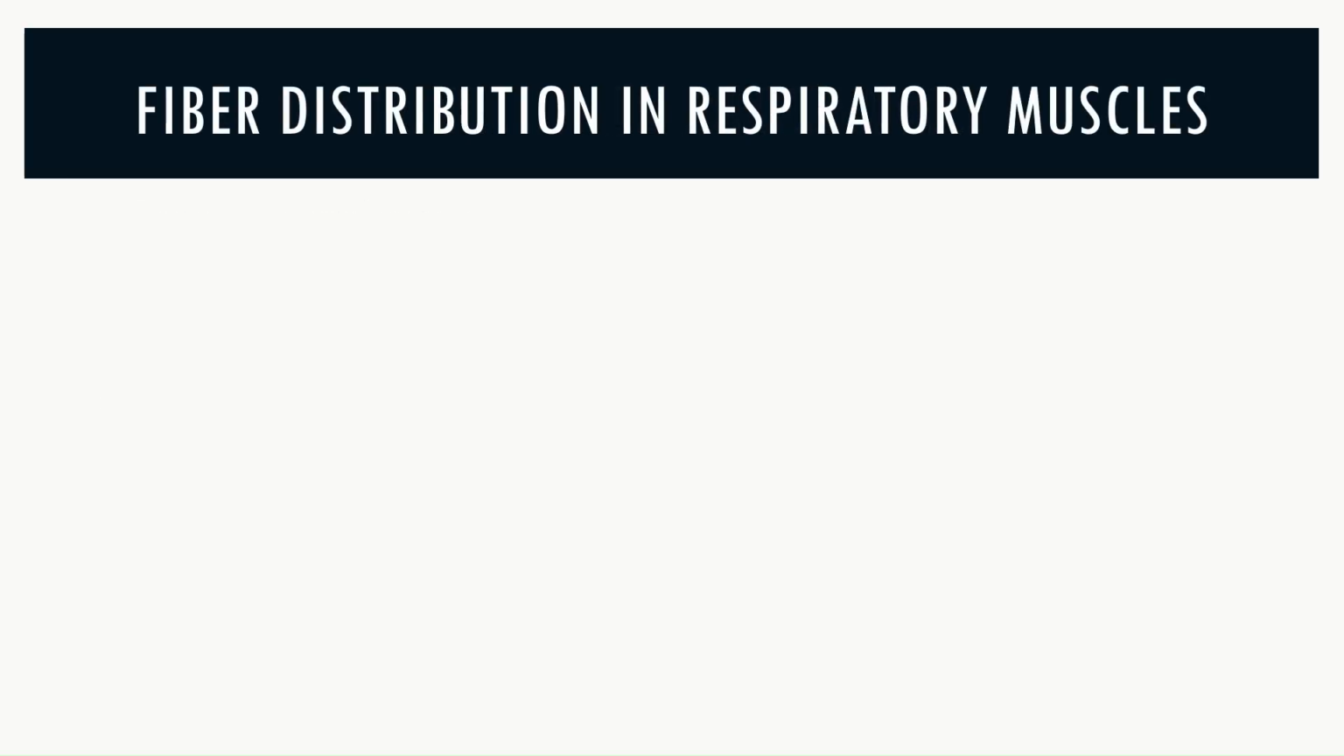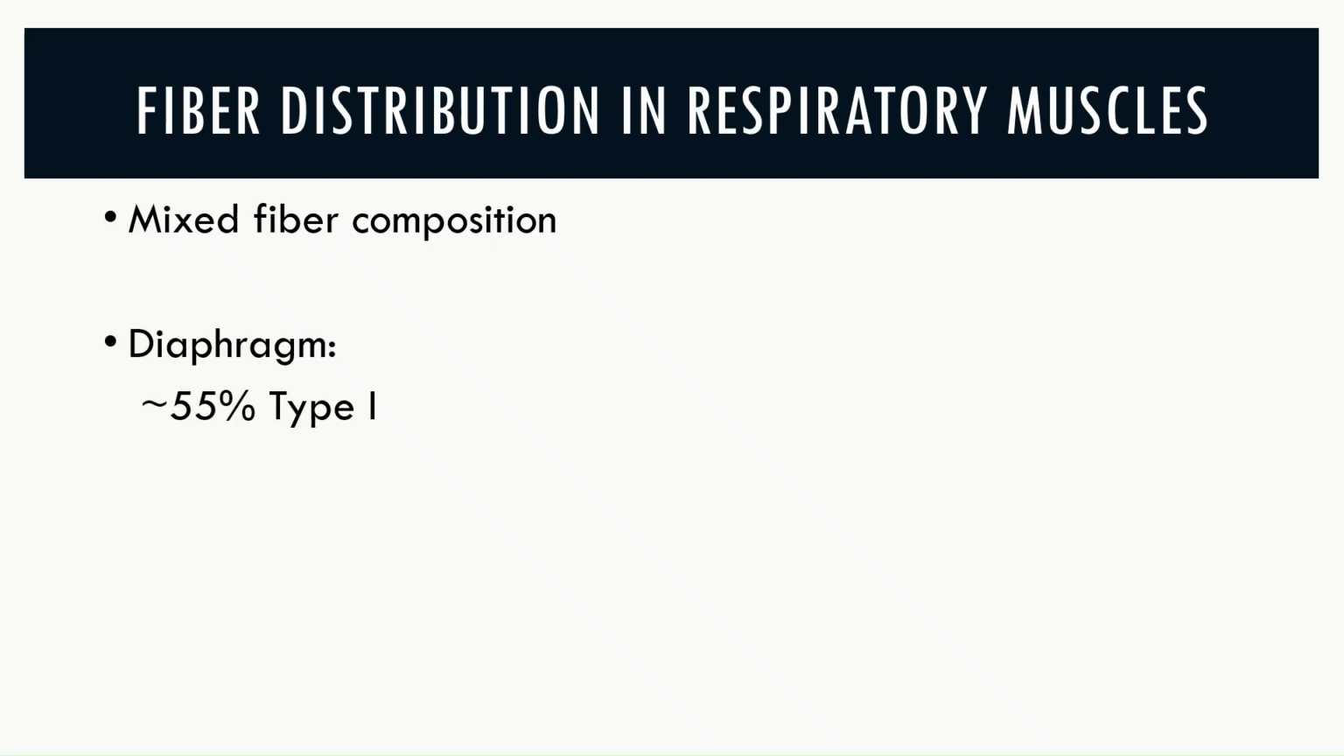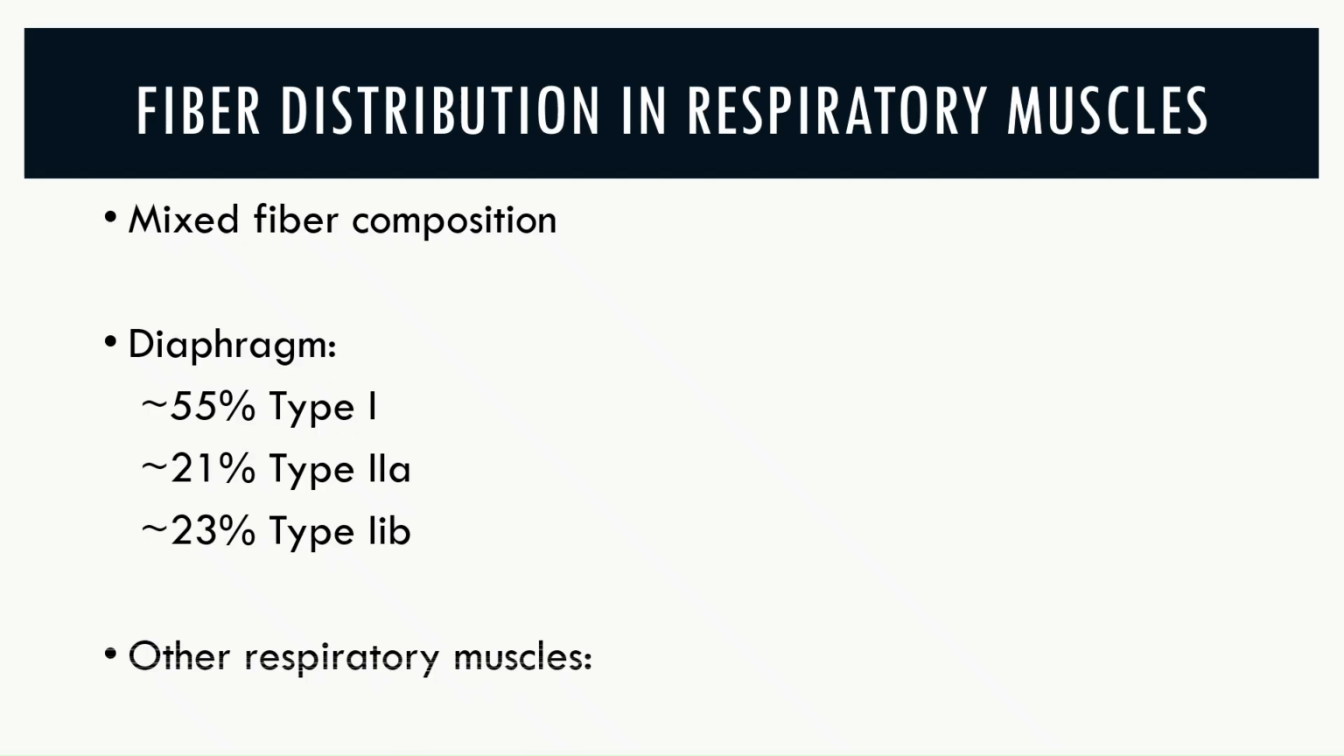Fiber distribution in respiratory muscles. Respiratory muscle contains a mixture of fiber types. Diaphragm has predominantly type 1 fibers, around 55%, supporting endurance. Other respiratory muscles also have a high proportion of oxidative fibers, enabling sustained activity.